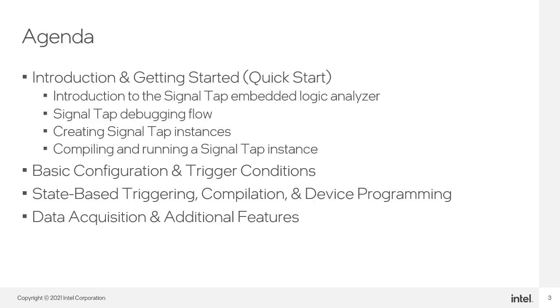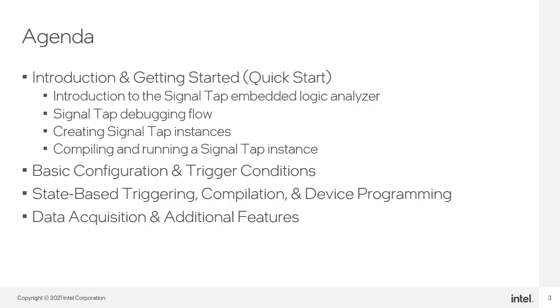Here is the agenda for this 4-part training. Part 1, which you're watching now, starts with an introduction to the Signal Tap Embedded Logic Analyzer, summarizing its features. The rest of Part 1 can be used as a quick start guide for implementing and using the logic analyzer. We'll look at the debugging flow for integrating a Signal Tap instance into a design and using it to debug that design. This includes how to create Signal Tap instances, add tapped signal nodes to the tool, compile, and run the design that includes the logic analyzer in an FPGA device.